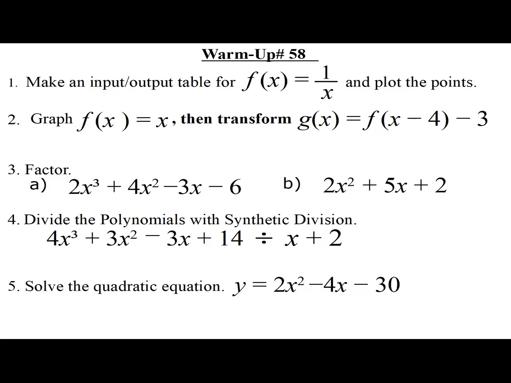Warm-up number 58, and it reads, number 1, make an input-output table for f of x equals 1 over x and plot the points. Number 2, graph f of x equals x, then transform using g of x equals f of x minus 4, close parentheses, minus 3. Number 3, factor. Part A reads 2x cubed plus 4x squared minus 3x minus 6. Part B reads 2x squared plus 5x plus 2.